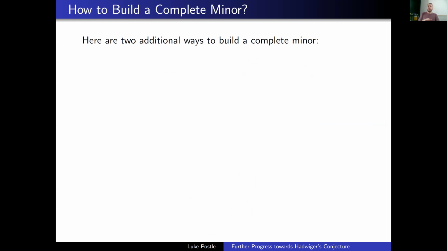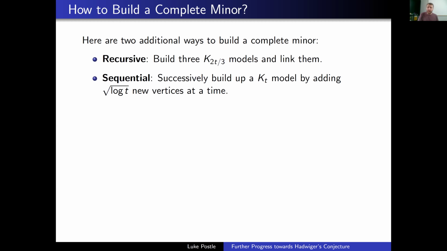Well, here are two additional ways. In the last step, we just built it all at once, right? We found lots of little miners, we connected them to a hub, we linked, and we did it all at once. And I'd like to say there are two nice additional ways to build a complete miner. The first way is recursively. If you could build 3 K2T over 3 models at a time and link them, then this would work. If you were trying to build a KT, you could divide it into thirds and try to get a complete graph on each third. And then if we could link up those miners, we get a nice KT miner.